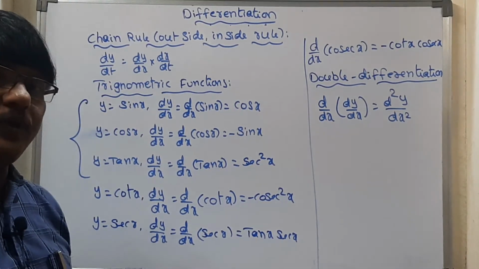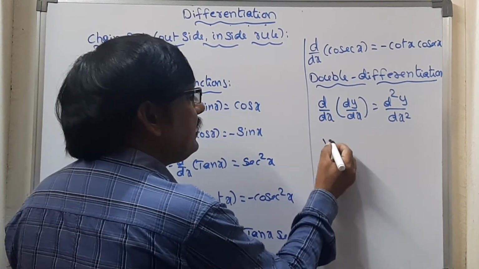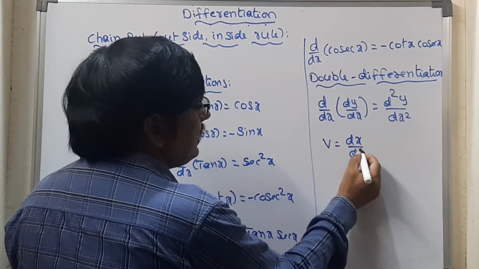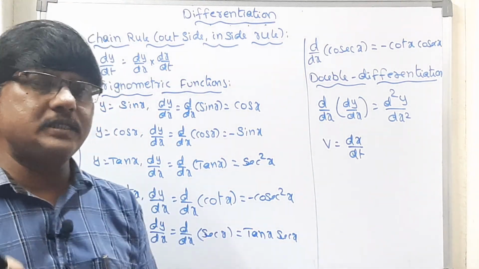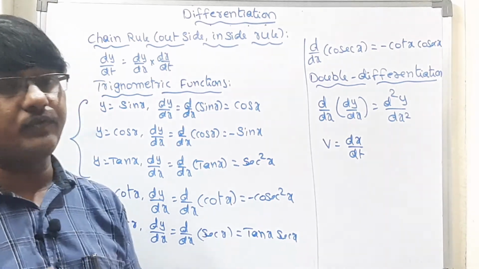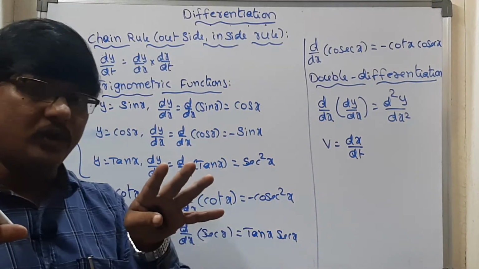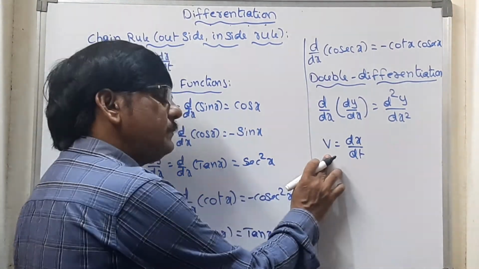What is meant by this? Now let us see. What is the general formula for velocity? V is equal to the differentiation of displacement, so dx by dt is velocity. We will discuss all these things in the next class, don't worry about it. In the next video we will have a lot of numericals, so we will get good knowledge of differentiation. So this is velocity.